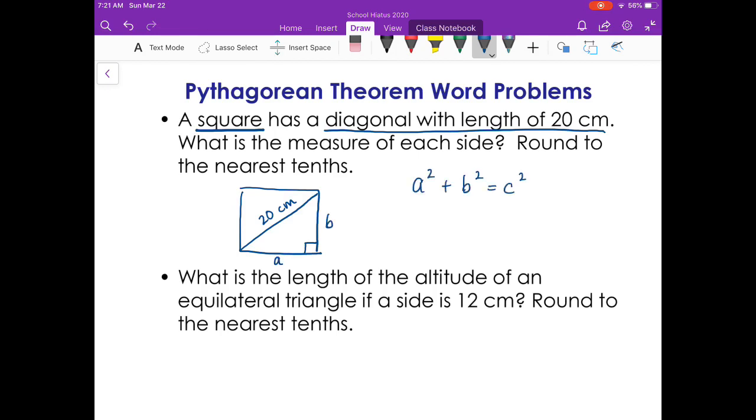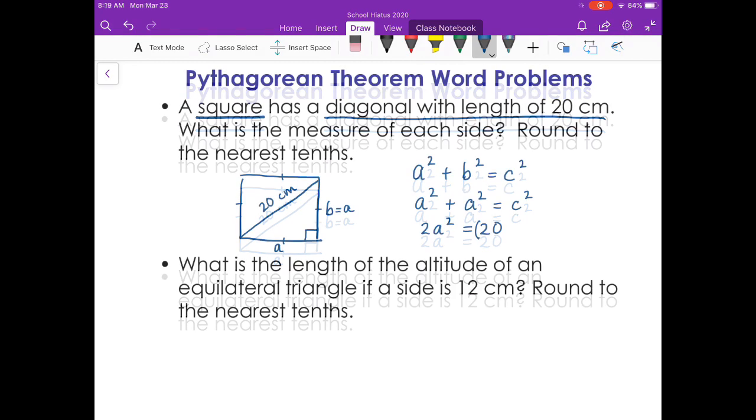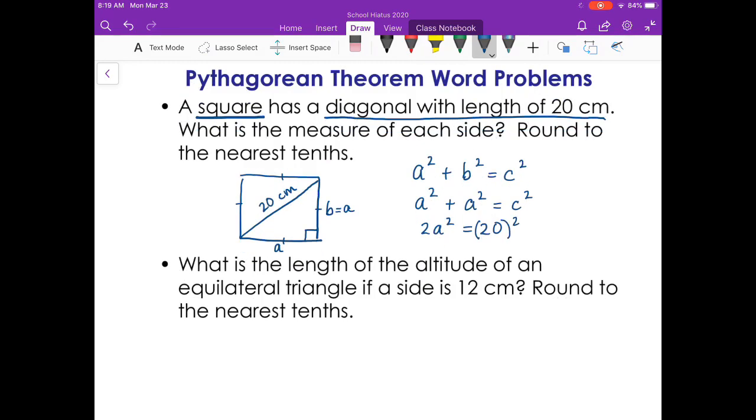Because it's a square, the lengths of all of the sides are equal. So we'll let b equal a, and we'll substitute a in the place of b into the Pythagorean theorem. Then we'll combine like terms and substitute 20 for c. After that, divide by 2 and take the square root of both sides to solve.